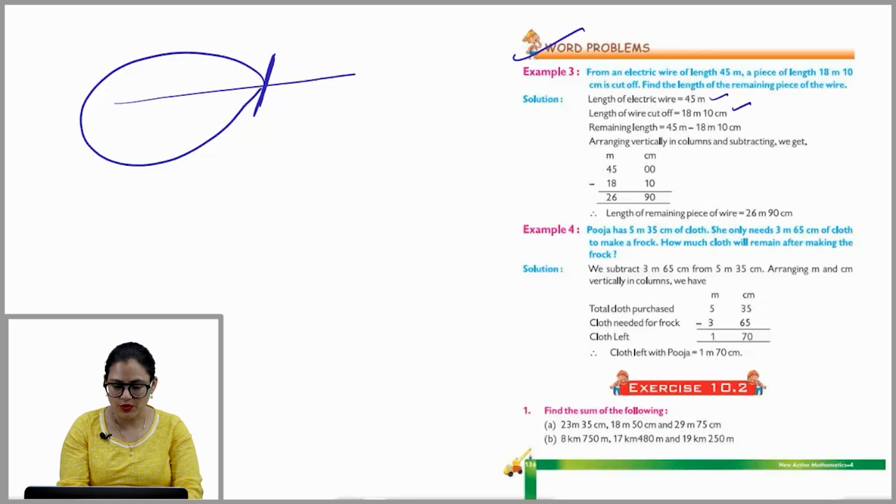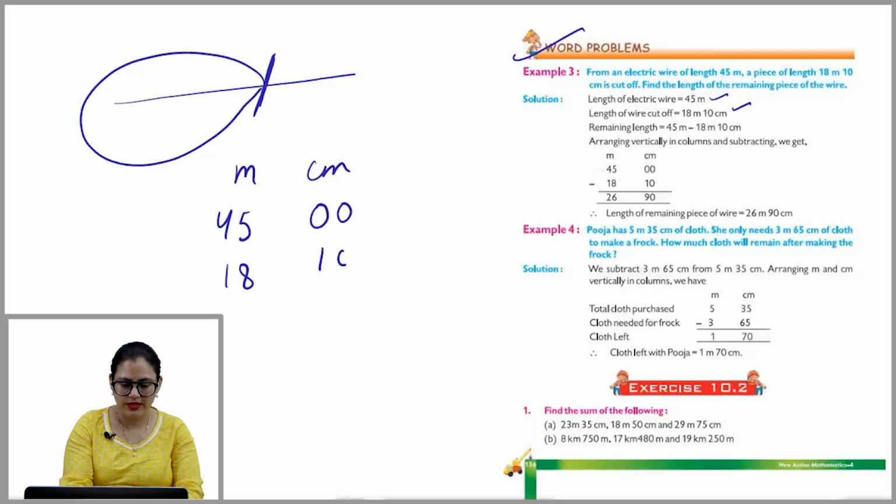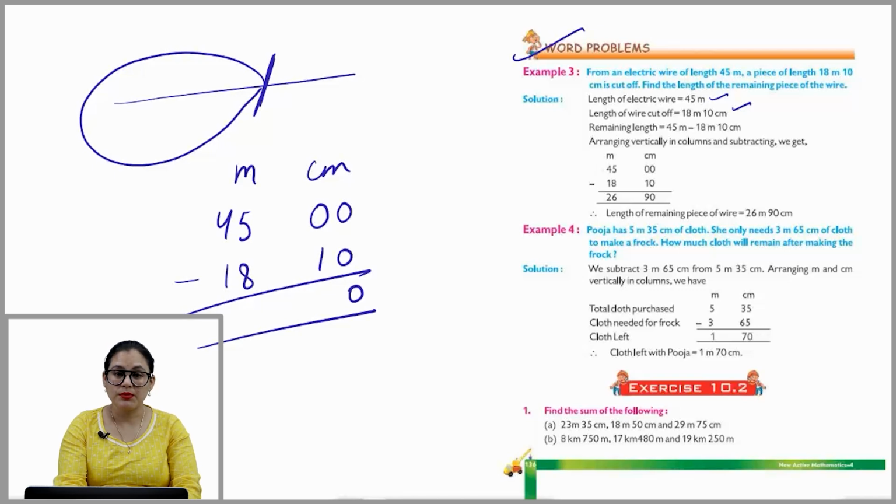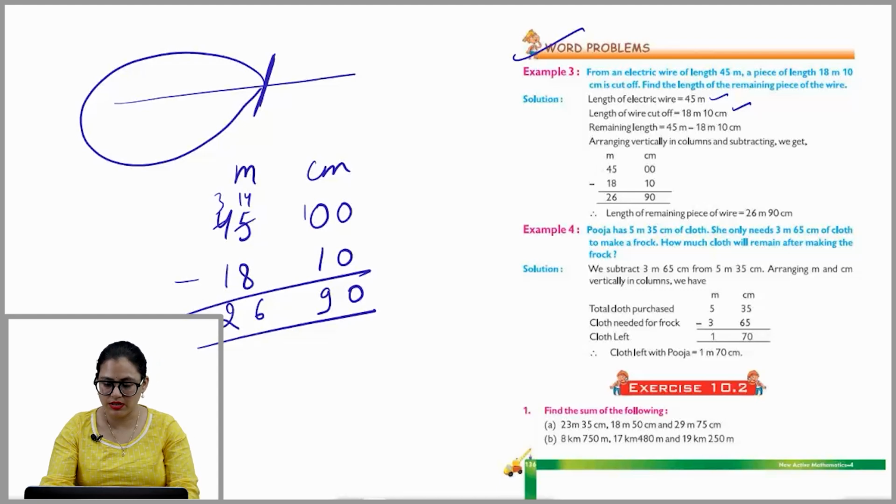So first what will we do? We'll make two columns, meter and centimeter. 45 meter, centimeter, there is no centimeter, so we'll add two zeros. Then 18 meter and 10 centimeter. Now subtract, 0 minus 0 is 0. You cannot subtract 1 from 0. Borrow from here, 10 minus 1 is 9. This is 4. Again borrow. 14 minus 8 is 6 and 3 minus 1 is 2. So 26 meter and 90 centimeter is the length of the remaining piece of wire.